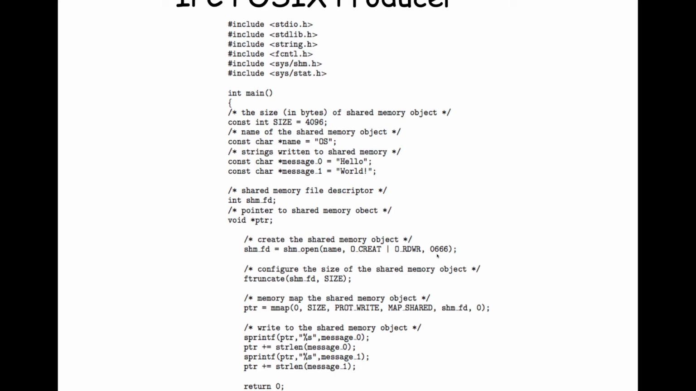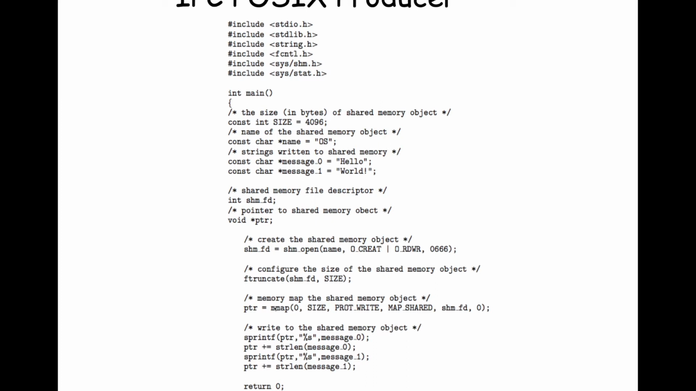And then we have this permission for read-write for the user, for the group, and for everyone else. So now we enforce a size of that block of shared memory. So we ftruncate, as we said before, using that size variable that we defined earlier. And now this mmap is particularly important.